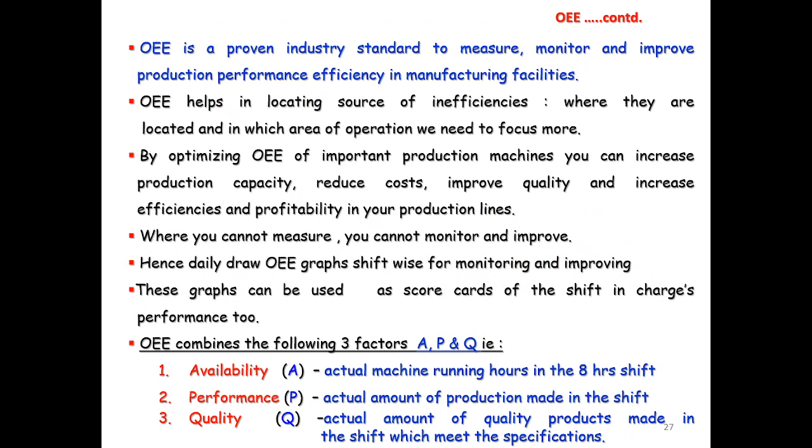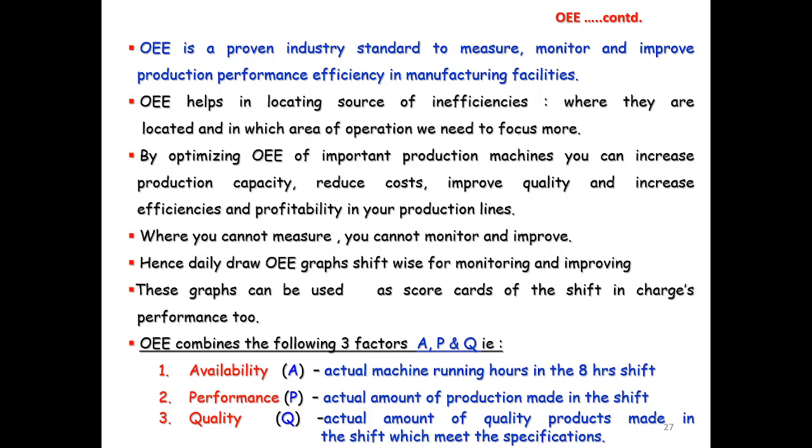OEE is a proven industry standard for measuring the production performance efficiency in manufacturing processes or engineering facilities. OEE helps in locating sources of inefficiency, that is, where they are located and which area of the operation in the machine we need to focus more. By optimizing OEE of important production machines, you can increase production capacity, reduce cost, improve quality, and increase efficiencies in your production lines.